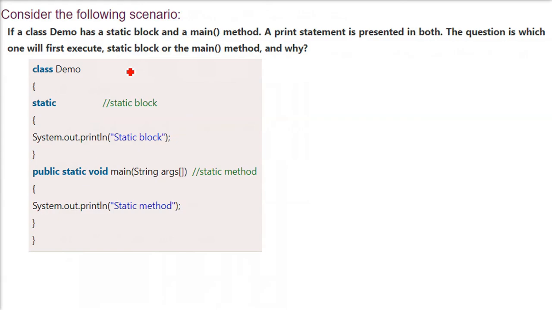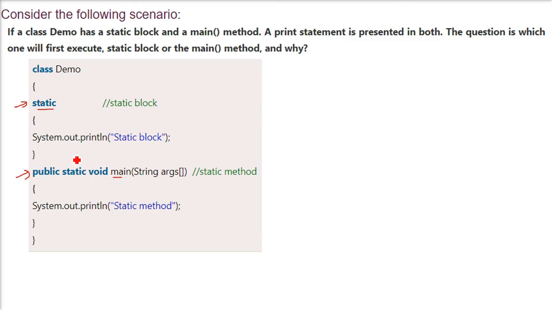Now let us see a scenario. Class demo is there. It has a static block and also a main method. Both have certain printing instructions. The static block will print, and main will print. Now the question is, which one will execute first, the static block or the main method, and why? The answer is main?